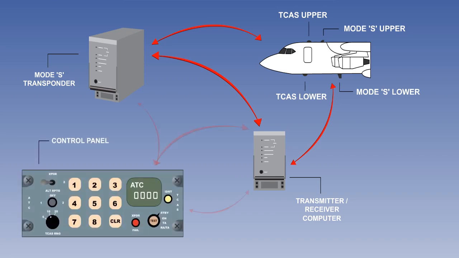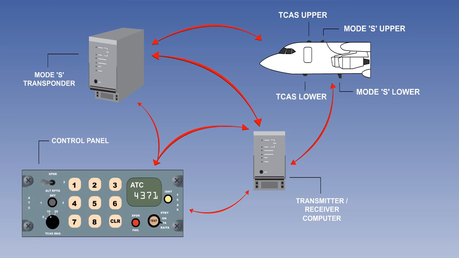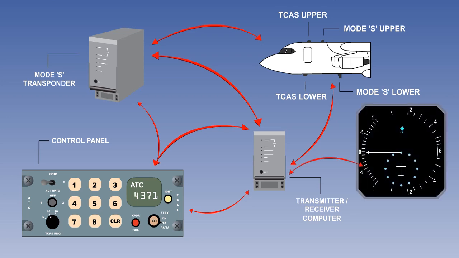We obviously need a control panel to input the mode alpha frequency, turn the system on, select the range, and select resolution advisories off, as in certain situations the aeroplane will not have the performance to carry out the vertical maneuvers the system might demand. We also require a means of displaying the traffic seen by the system. This can take the form of a dedicated display, or it can be incorporated into the vertical speed indicator, the navigation display, or the primary flight display.